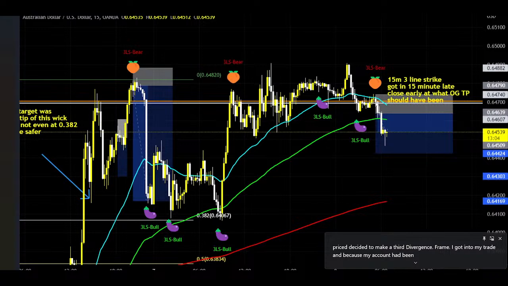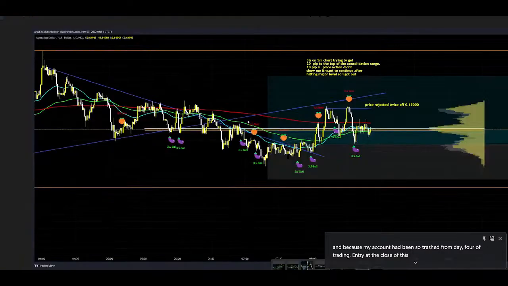So if this was my entry at the close of this candle, the take profit of 20 pips would have been down here. And so I just got out early because I was in profit and I wanted my point for the day. Now we are on day 7 of the 20 pip challenge and strategy wars.